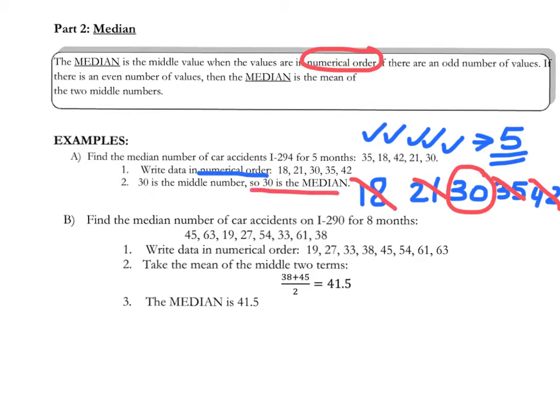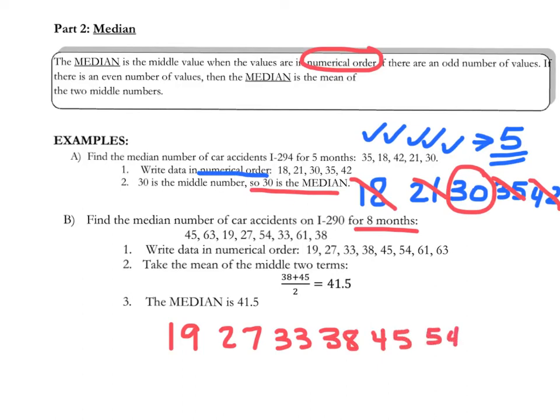Moving on to when we have an even amount of numbers, okay, this is now accidents on I-290 for 8 months. So if you count it up, you'll see that we have 8 numbers this time. Okay, so let's go ahead. We have 19, 27, 33, 38, 45, 54, 61, and 63.